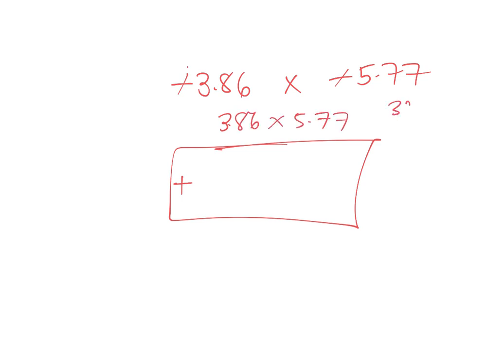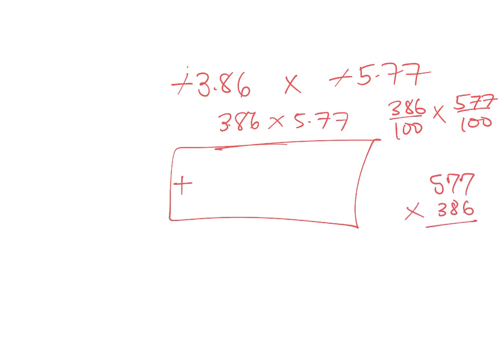We can write the 3.86 as 386 over 100. And 5.77 can be written as 577 over 100 as well. So you multiply those together. If you want extra practice with multiplication, feel free to do the multiplication like that, right? And then you divide by, what are you going to have in the denominator? 1, 2, 3, 4. Why? Because this is 100 times 100. So you would have 4 zeros.